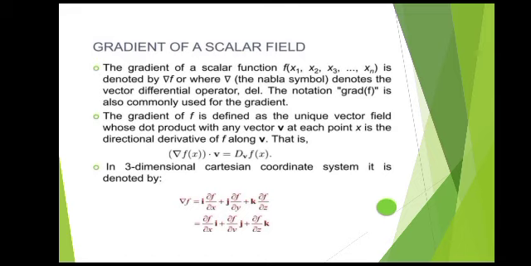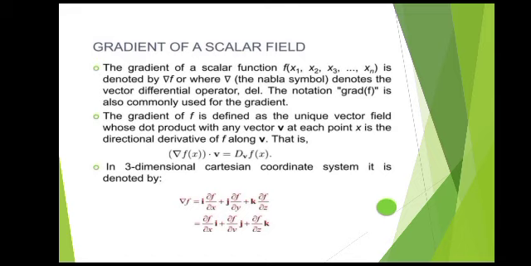The gradient of f is defined as the unique vector field whose dot product with any vector v at each point x is the directional derivative of f along v. That is, nabla f(x) dot v is equal to D_v f(x).